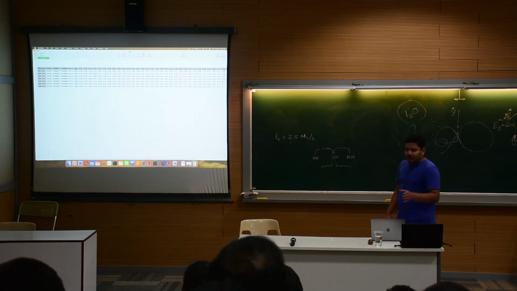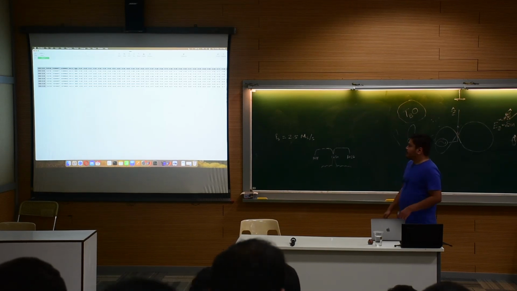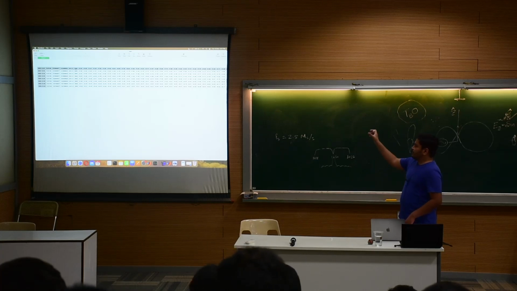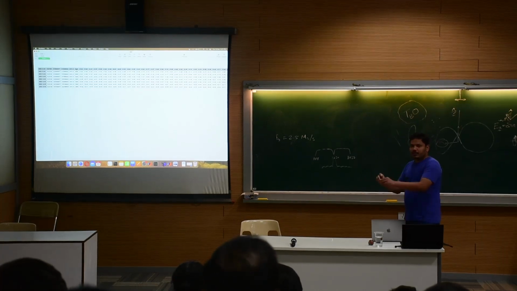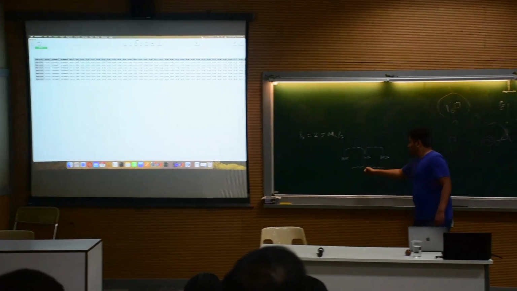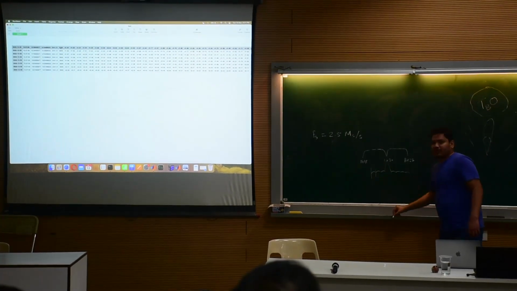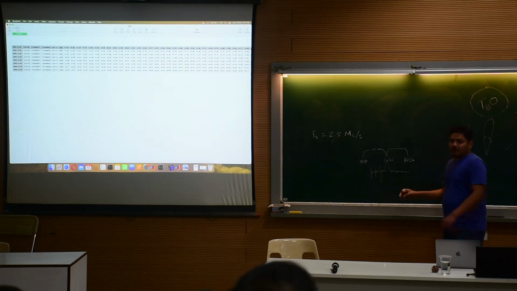You can ignore the first 6 columns, and then you have to stitch all these rows to make one single plot like this. One row is just this portion, the second row will be this portion, and so on. So you stitch them and make this plot.